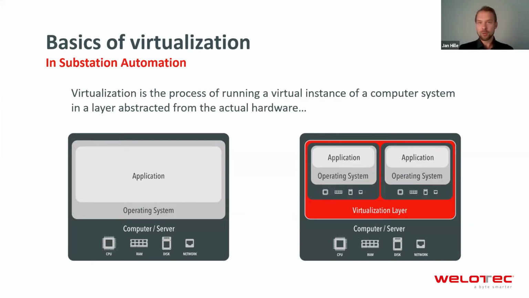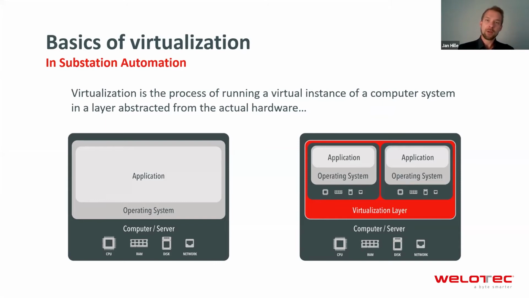This might be a computer like you are sitting in front of right now. You are probably running a Windows operating system and the Zoom meeting app, which you're now using to join this meeting. But this could also be, for example, an HMI in a substation, or the whole system could be a gateway or a firewall or a log server.